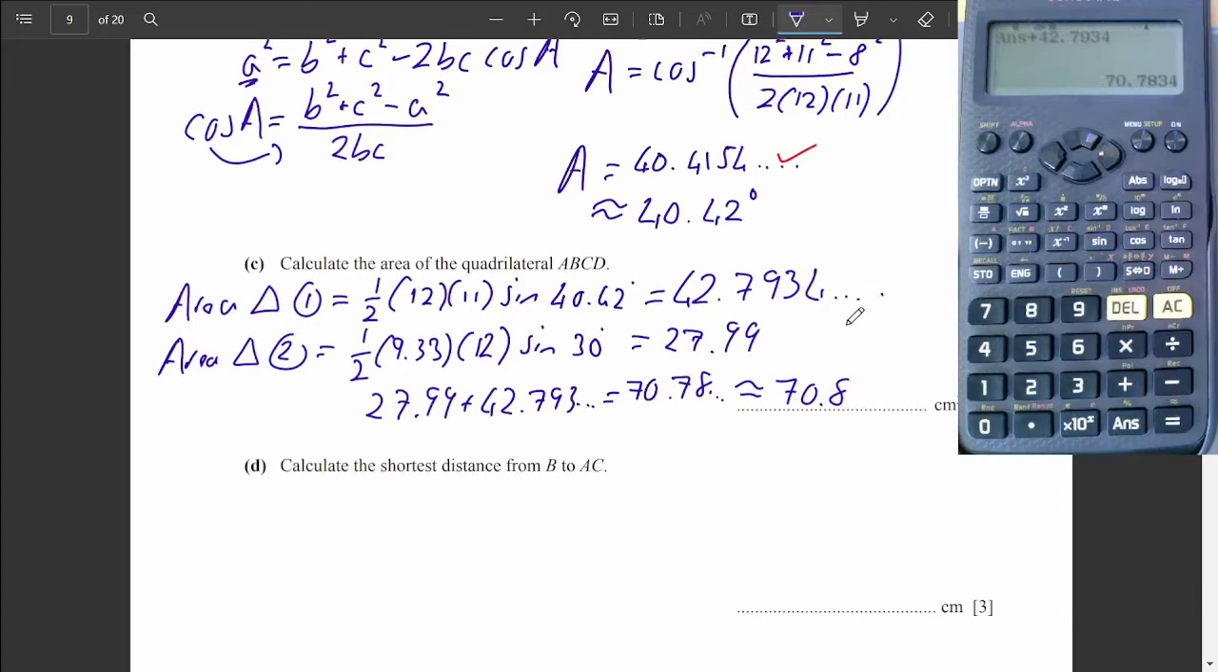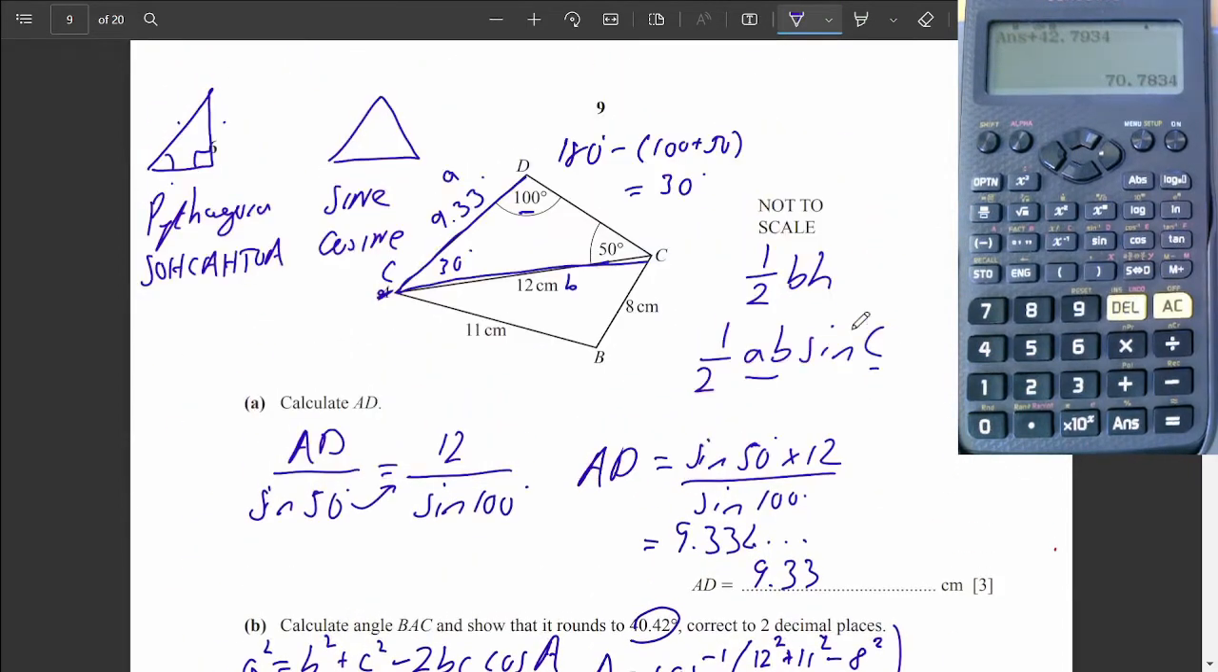Question 6D, calculate the shortest distance from B to AC. So, let's clear the clutter. The shortest distance from B to AC would be, of course, a perpendicular line. So, the shortest distance, we want this distance, let's call it X. That gives us a right angle triangle. So, bam, we can use Pythagoras or SOHCAHTOA.